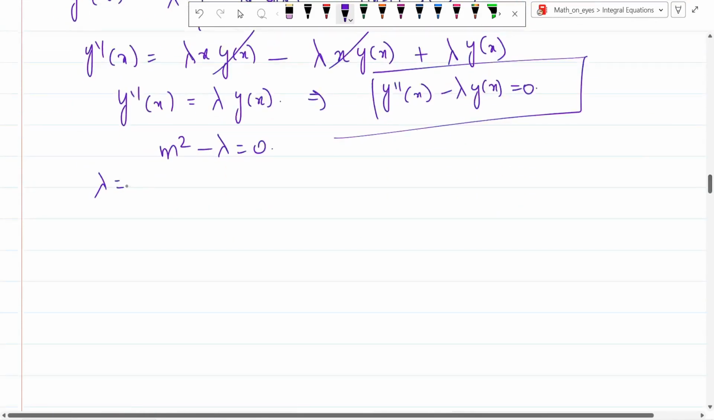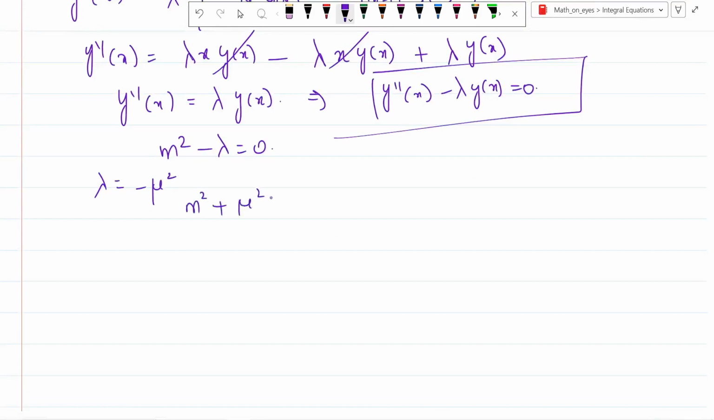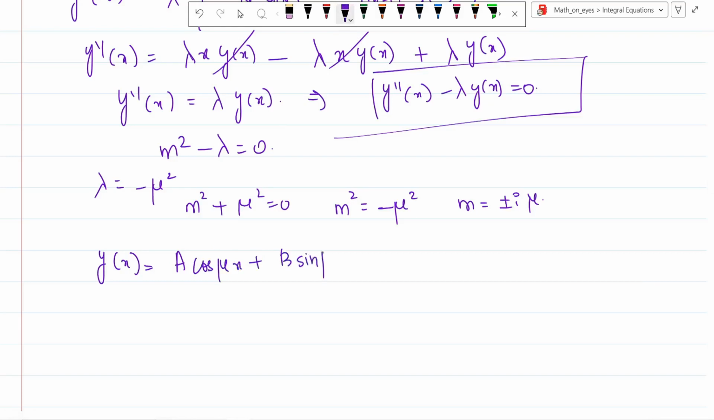So lambda is equal to, I'm going to take minus mu squared. So I'll have m squared plus mu squared is equal to 0. m squared is equal to minus mu squared. So m is equal to plus or minus i mu is my solution. So I'll have y of x is equal to a cos mu x plus b sin mu x.